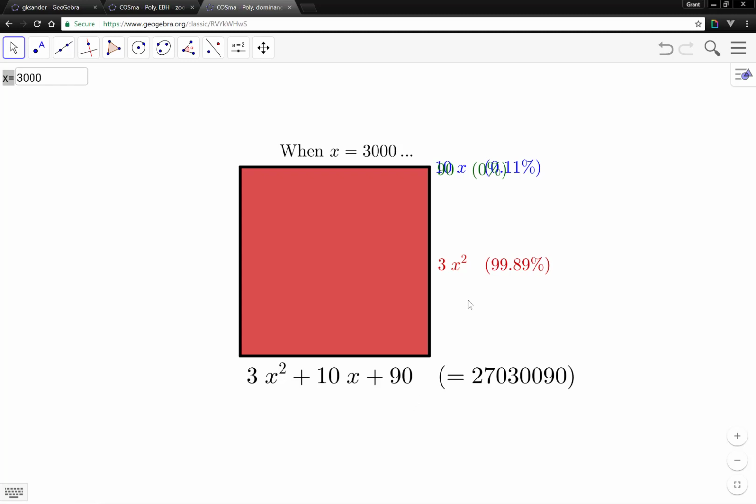So in this case, the 3x squared term dominates all of the other terms as x gets really, really large. And as we're going to see, this is actually true for any polynomial. The term with the largest exponent is going to dominate the other terms when x is really large, so that when x increases without bound, the entire polynomial expression begins to look essentially identical to the term with the largest power.